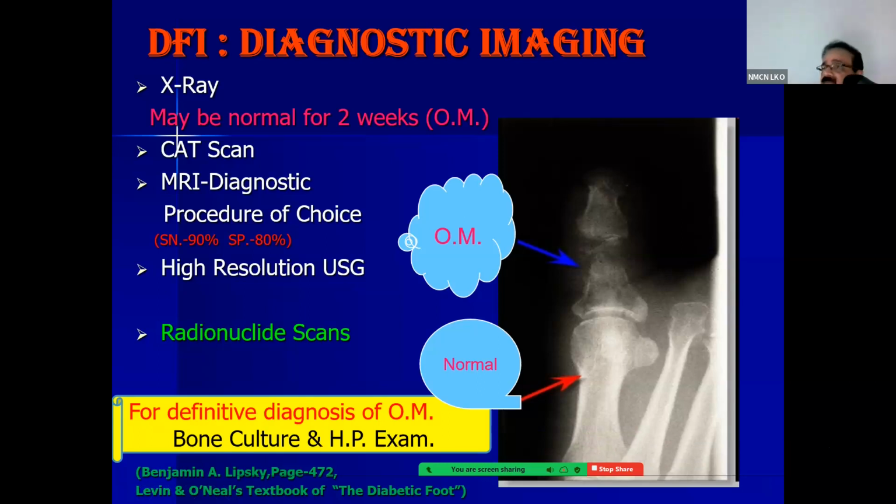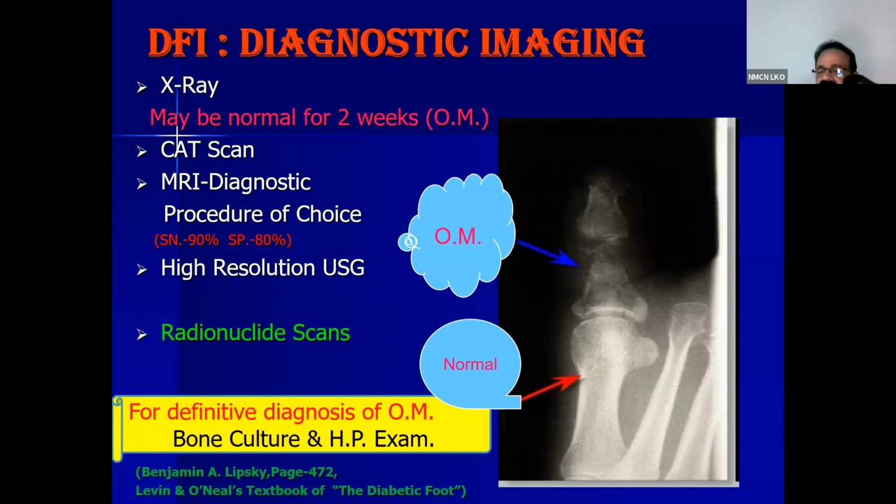CT scan can be done, but MRI is the diagnostic procedure. Why? Because it has a sensitivity of 90% and a specificity of 80%. You can find out the depth of the abscess and whether the bone is involved or not. So MRI is the diagnostic procedure of choice for confirming osteomyelitis or finding the extent and depth of the abscess, because it picks up the soft tissue also. CT scan is not going to tell you in more detail.